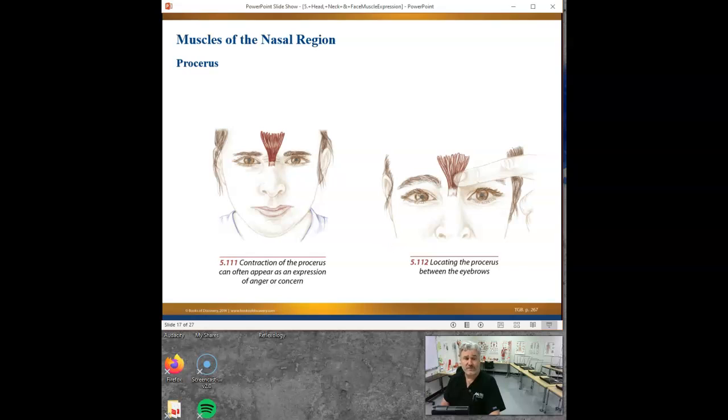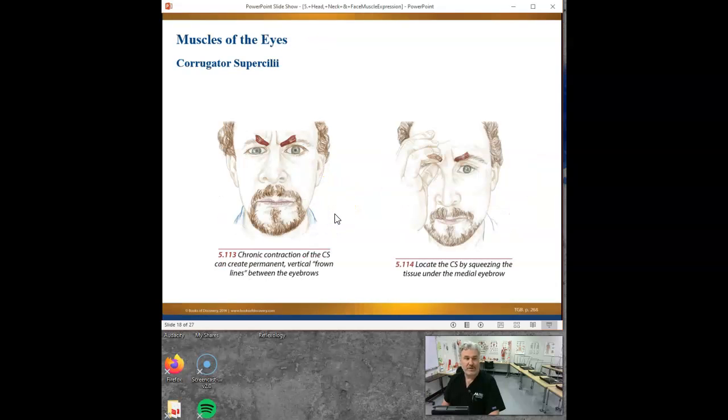Procerus allows you to kind of frown your brow here. A lot of people, when they get Botox injections, actually have them purposely injected into the procerus to make it not do that, because they don't want that to happen. Corrugator supercilii. We all know what corrugated aluminum is, right? It's that rolling aluminum. This kind of does that too. It lets me corrugate, fold up my skin right here.